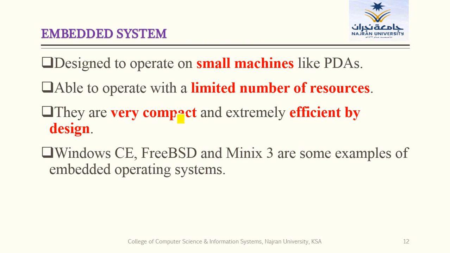Then we discussed embedded operating systems, and we said that embedded operating systems are designed to operate on small machines like our PDAs, tablets, smartphones, etc. These operating systems can operate on a limited number of resources. They are very efficient and very compact. Some examples we discussed: Windows CE, FreeBSD and Minix 3.